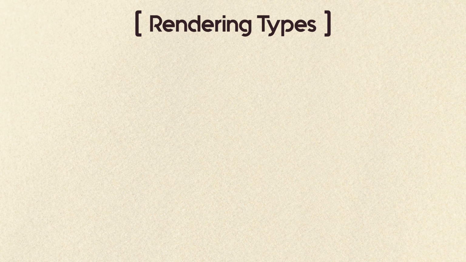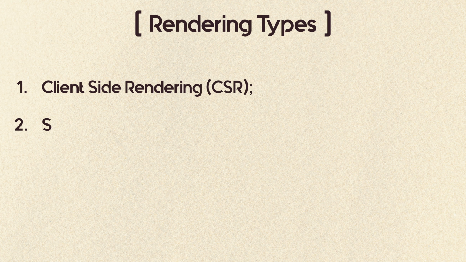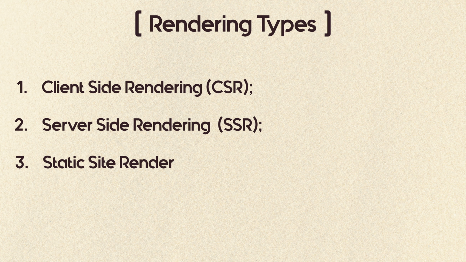There are three main ways of rendering web pages: client-side rendering, known as CSR, server-side rendering, or SSR, and static-site rendering. Well, let's discuss each one.